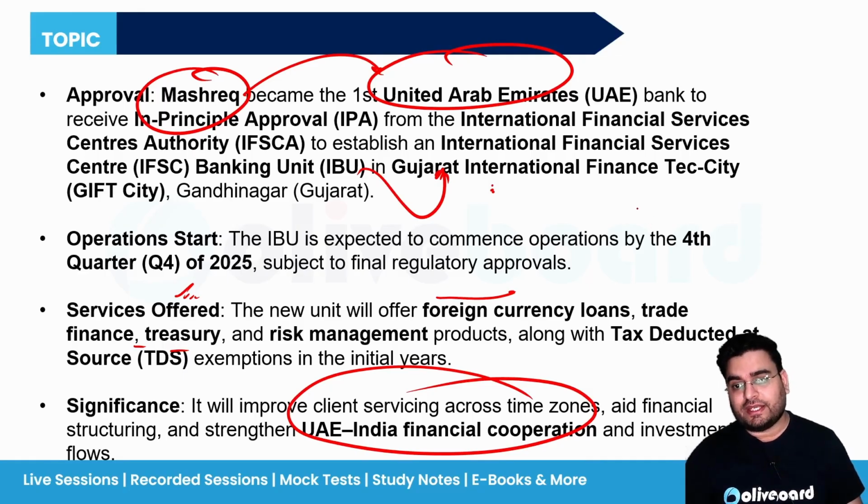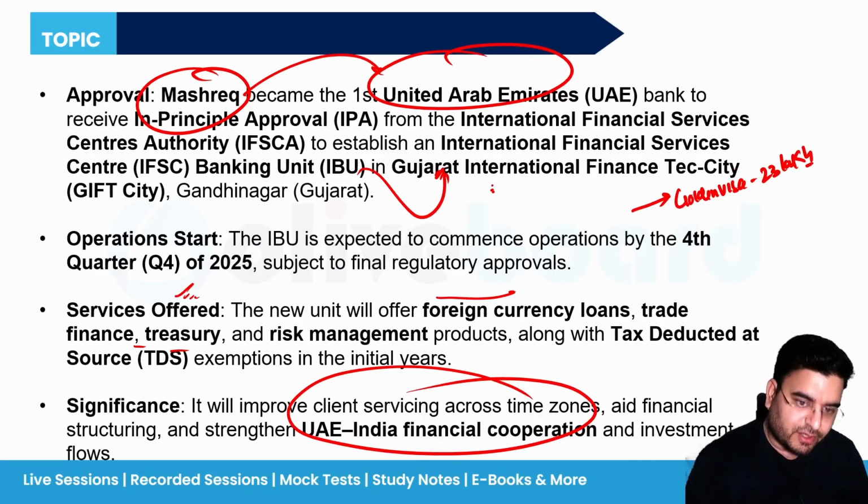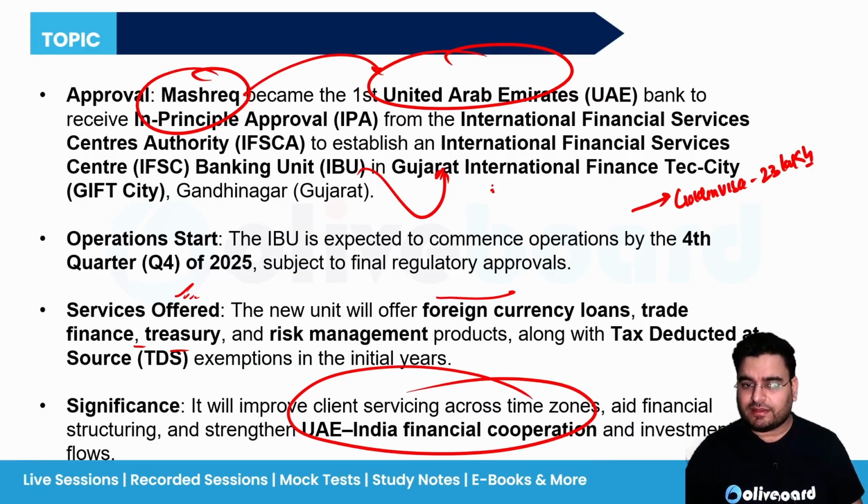And recently the UAE has offered a golden visa for just 23 lakh rupees, and priority is given to Indian citizens. If you can pay 23 lakh, you can get permanent residency in the UAE.